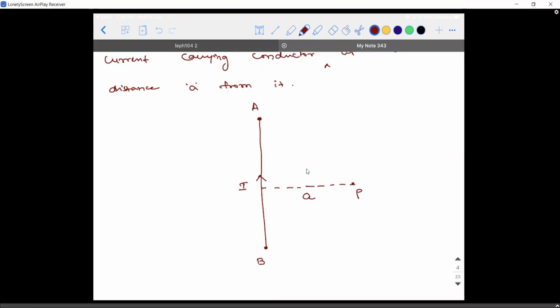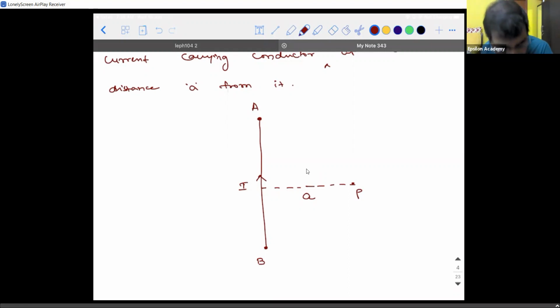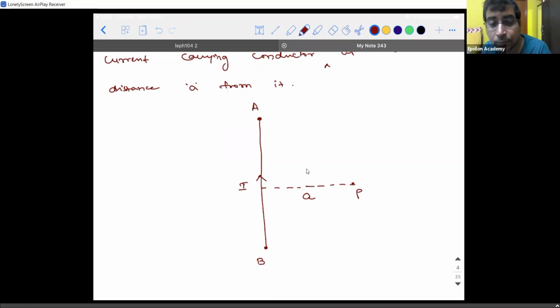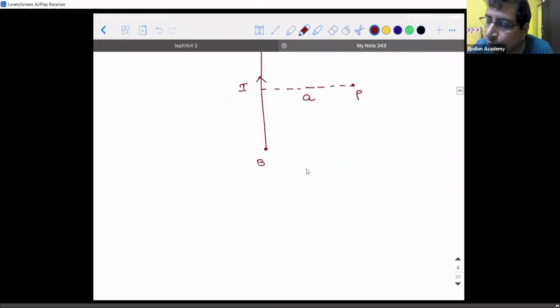dB is dependent on the current and the distance from the conductor. You have a current carrying conductor, you need a current carrying element, the distance from the current carrying element, and the angle made by the current carrying element with the distance. So listen to this carefully. Before I proceed to this concept, I just have one question. The current carrying conductor is like this.